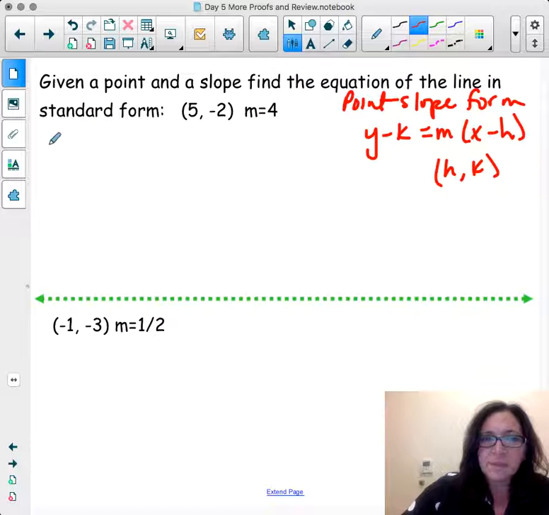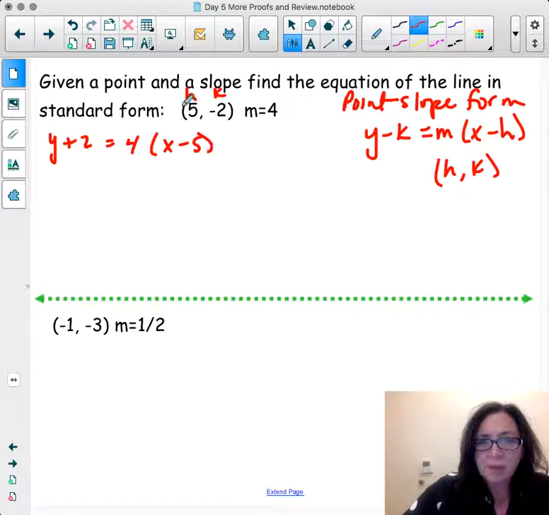So we're going to start off with y minus negative 2. So that's y plus 2 is equal to the slope times x minus h, which is 5. That's hk. X minus 5. Because remember, it's the opposite. See that minus h, opposite of h? That's where that came from.